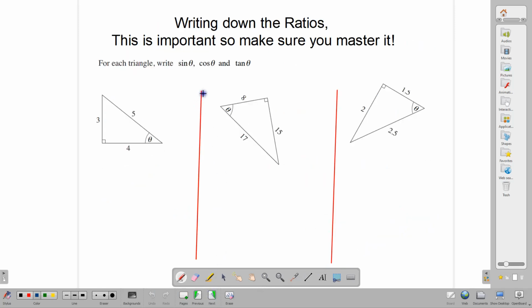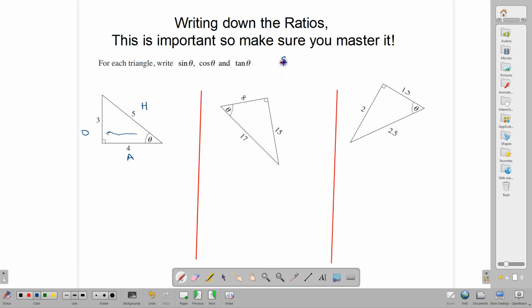Now, just as important as it is to learn to name the sides correctly, it is also important to learn how to write down the ratios correctly. So here we are going to write down for each triangle the sine of the angle, the cosine of the angle, and the tangent of the angle. Before we do that, we need to name the sides. So the angle is here, which means that this side straight across from it is the opposite. This is the right angle. So the side right across from that is the longest side. It is the hypotenuse. And the other side is the adjacent.